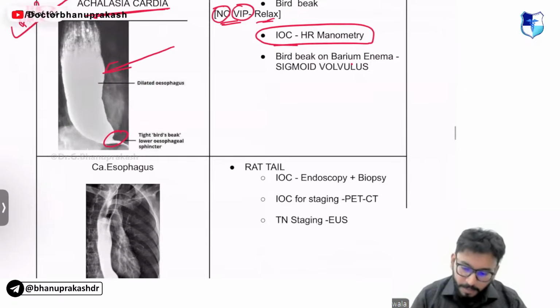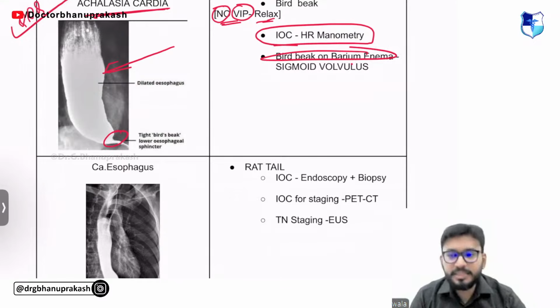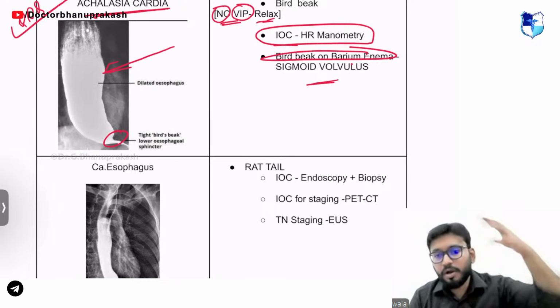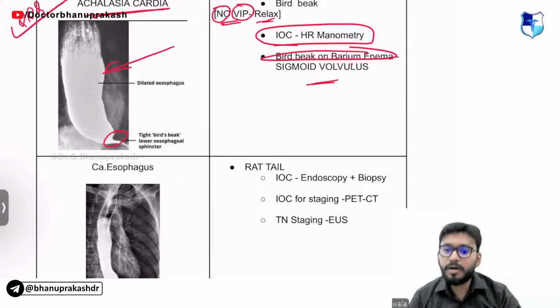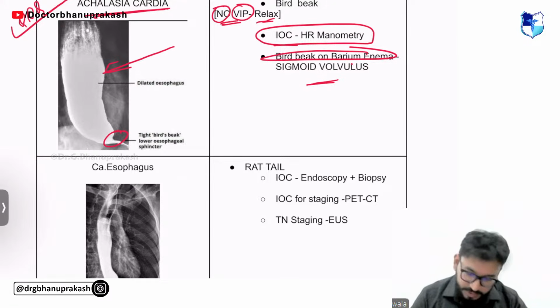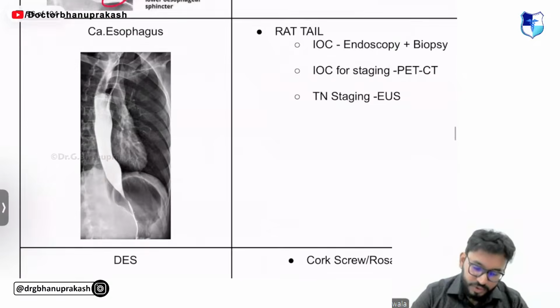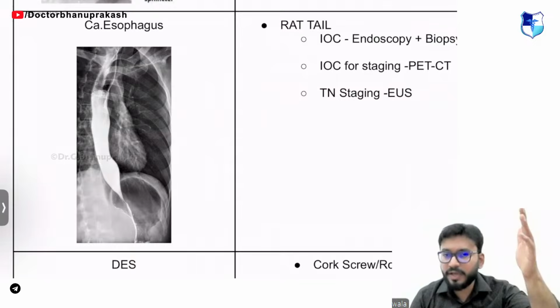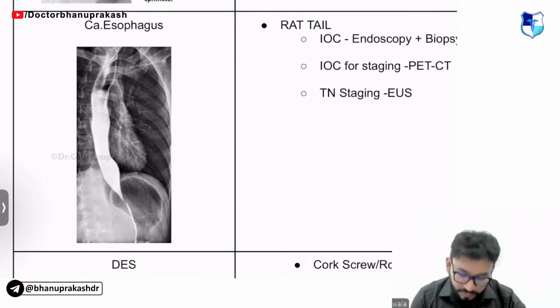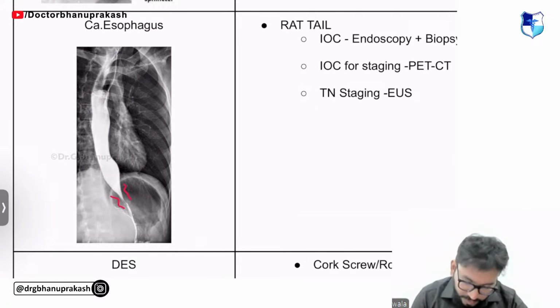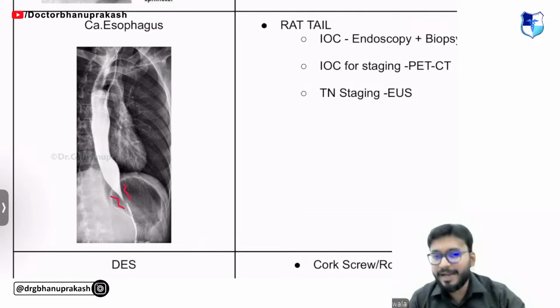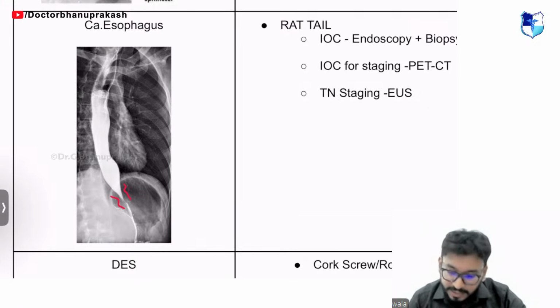Bird beak on barium enema: this is one of the questions that was asked once. It is sigmoid volvulus. Remember, bird beak on barium swallow is achalasia, and bird beak on barium enema is sigmoid volvulus. In cancer esophagus, you have to compare the bird beak of achalasia to the rat tail of cancer esophagus. Look at this, the rough part of rat tailing. This is the rat tailing of cancer esophagus.